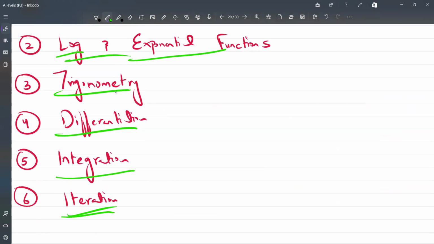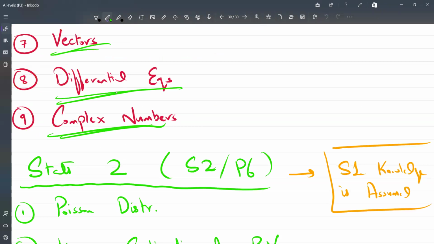However, these three chapters, trigonometry, differentiation, integration, you have studied at AS level as well in the P1 component. But of course, these will be much more advanced and they will include much more information as compared to the P1 syllabus, right? So this is how the chapters are arranged in the P3 syllabus.